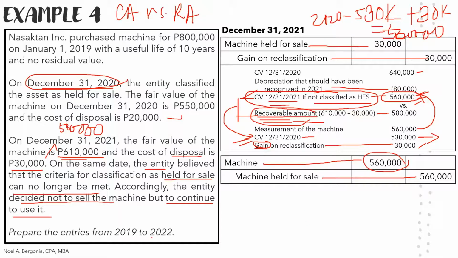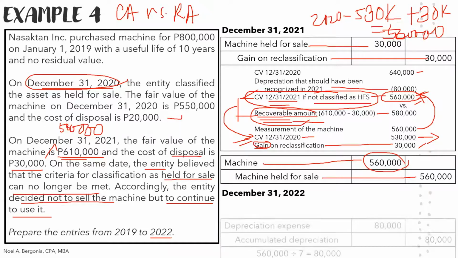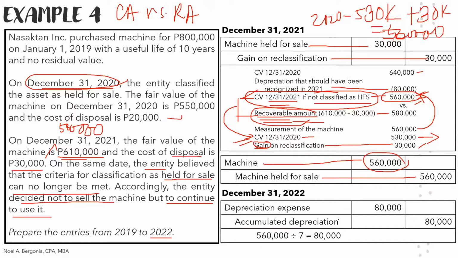Okay? And to fulfill the last requirement, kasi may 2022 pa po tayo. So on December 31, 2022, i-depreciate pa po natin yung asset. So we will just apply the concept natin ng change in accounting estimate. So our depreciation would be 80,000. Credit accumulated depreciation 80,000. So parang yung original din, no?